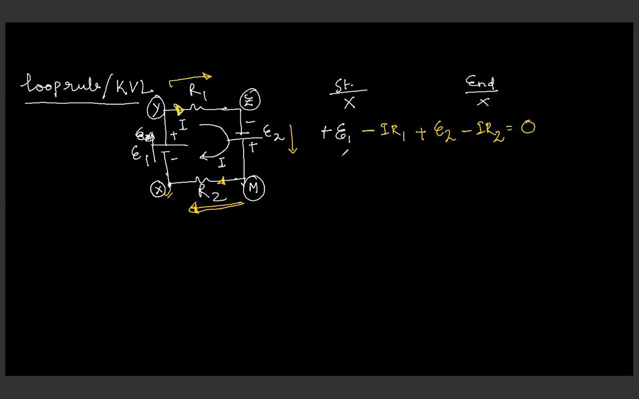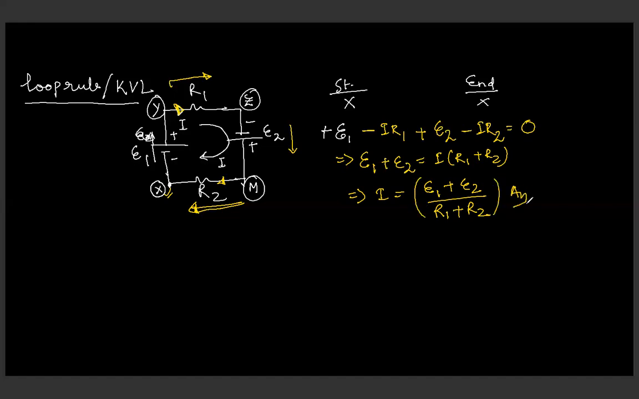So our motto is to find the current here. So E1 plus E2 is equal to I times R1 plus R2, because we have taken all these terms to the right hand side. So the current over here is E1 plus E2 divided by R1 plus R2. This is the current in the circuit. This is the way we can use the KVL. I will take another example of how to solve a complex circuit using KVL.